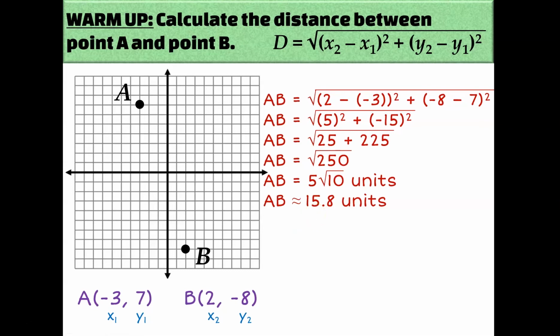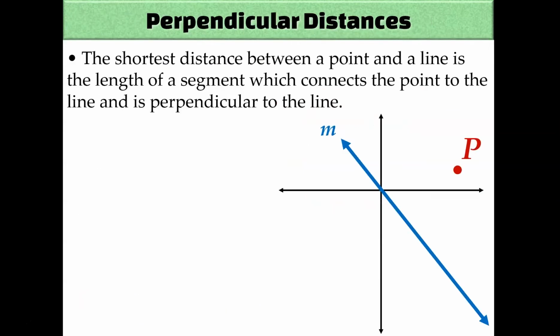We'll be using the distance formula to calculate all of our distances today, but let's again talk in general about how do you get from a point to a line in the shortest distance possible. Would it be this distance? Would it be this distance? Or this distance? Should I go from my point to the origin?